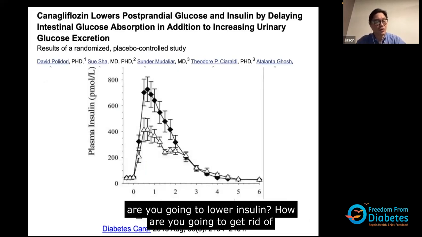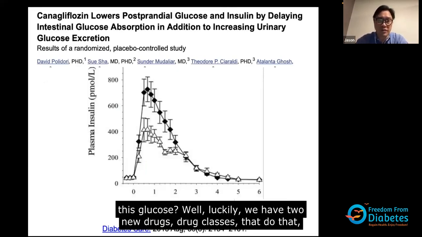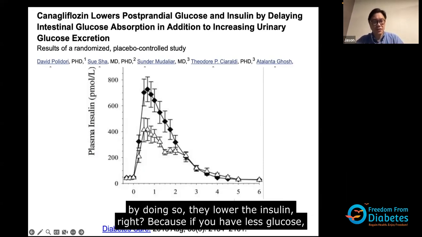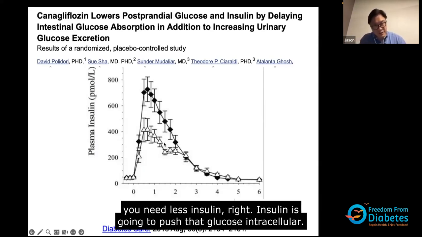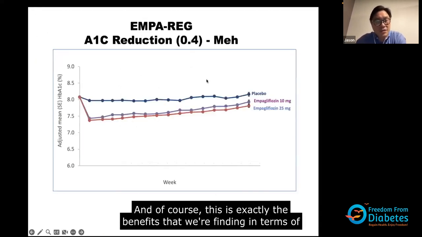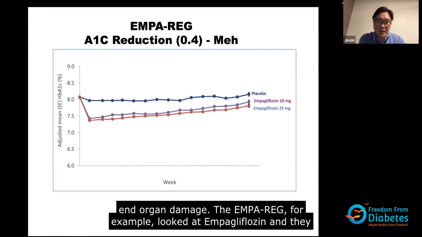So how are you going to lower insulin? How are you going to get rid of this glucose? Well, luckily we have two new drug classes that do that. The SGLT2s, for example, help your kidneys dump that glucose. And by doing so, they lower the insulin, right? Because if you have less glucose, you need less insulin, right? Insulin is going to push that glucose intracellular. And of course, this is exactly the benefits that we're finding in terms of end organ damage.